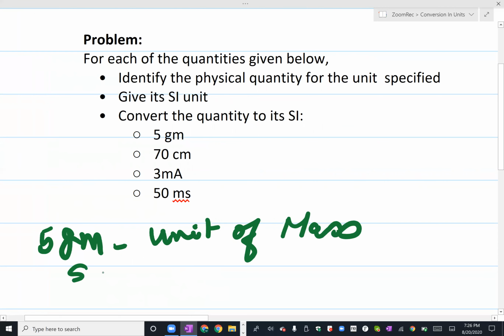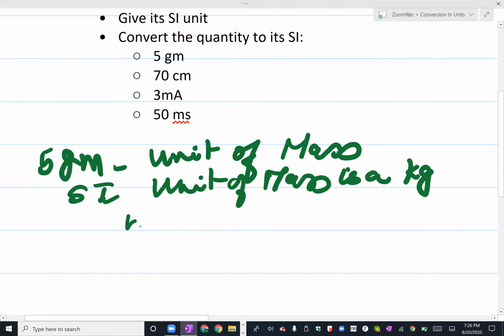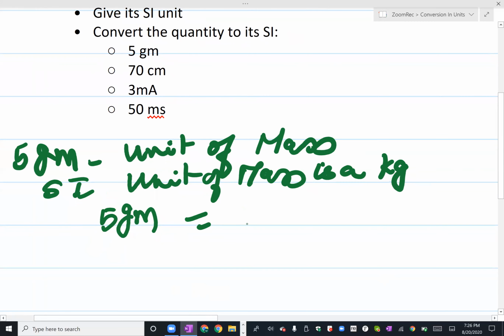The SI unit of mass is a kilogram, written as kg. And now you have to convert 5 gram into how many kilograms? What part? 5 gram is a smaller unit, is equal to dash kilogram. So 5 gram is a smaller part of a bigger whole of kilogram.